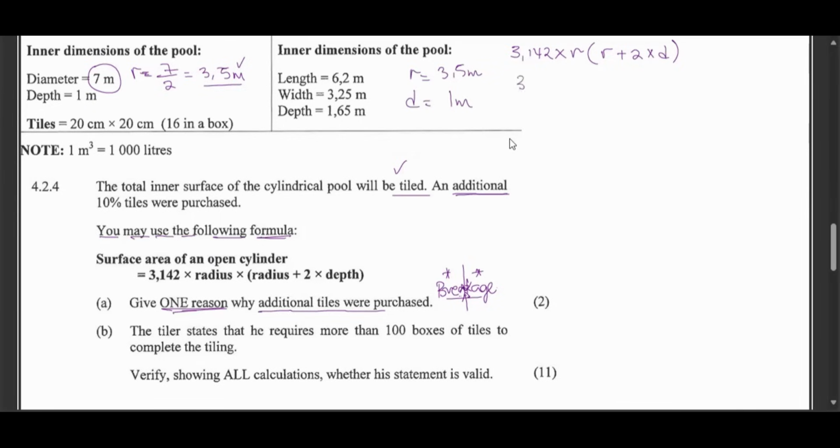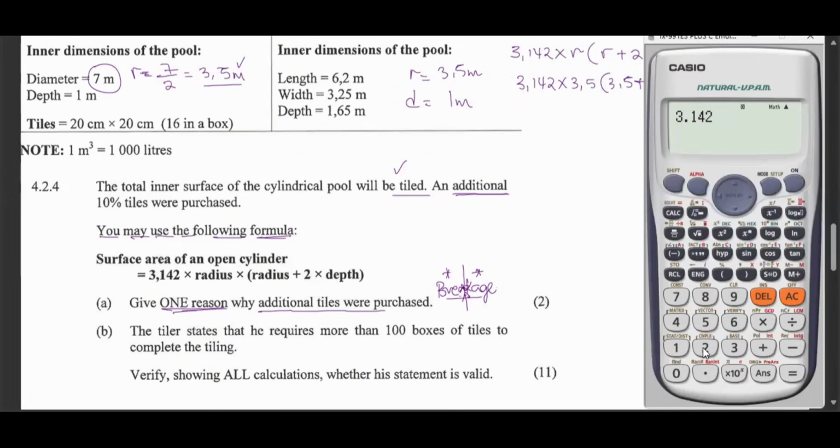What do I do right? I rewrite the formula. Instead of having letters, now I'm replacing the letters with the numbers they want me to put. So it's 3,5, open brackets, 3,5 plus 2 times, what's our D? Our D was 1. If you miss this, you have 1 mark against you. So we continue, and as soon as you do this, this is when you pick your calculator. Do not touch the calculator before you do this.